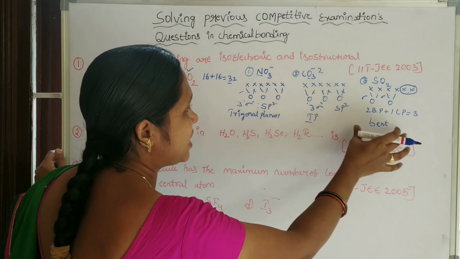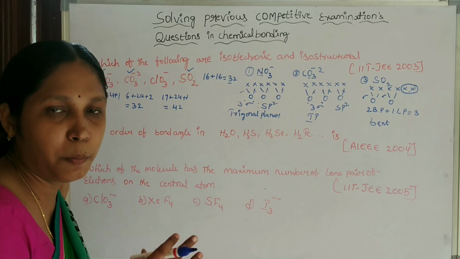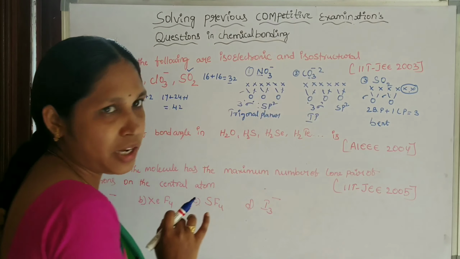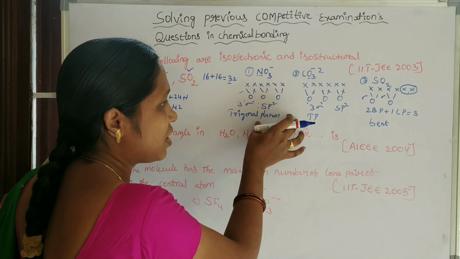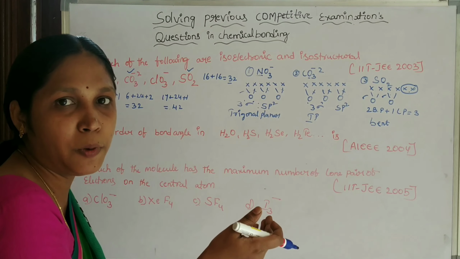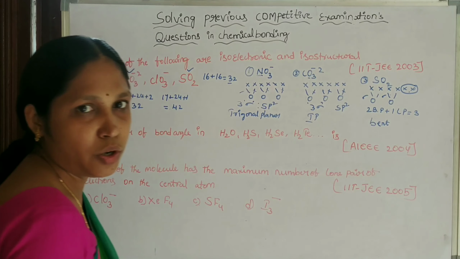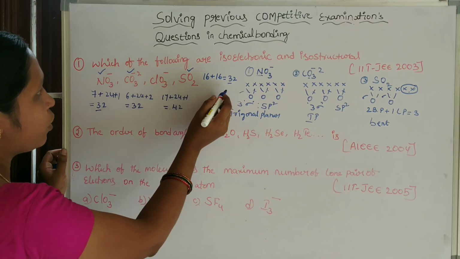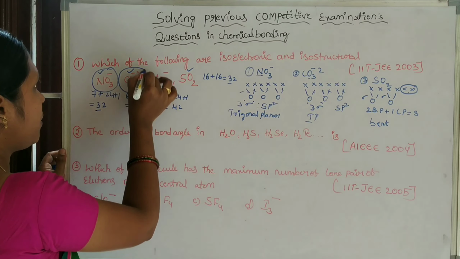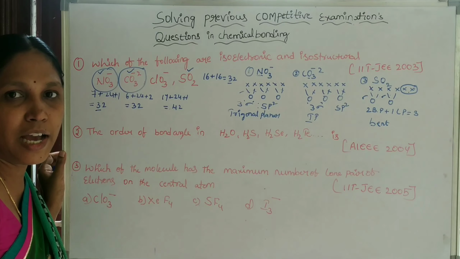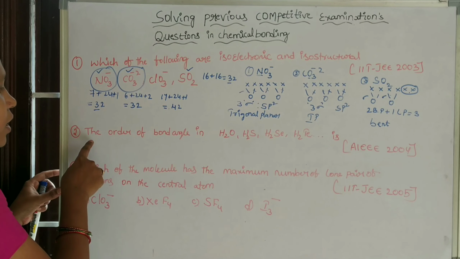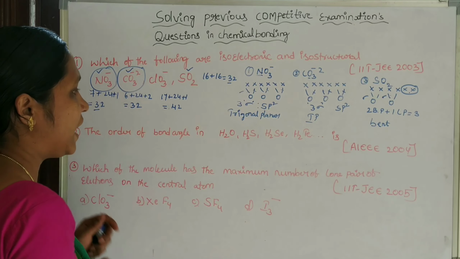In all the 3 cases the geometry is trigonal planar. In NO3 minus and CO3 2- in both the cases the shape is also trigonal planar. But in SO2 the geometry is trigonal planar and the shape is bent. So among these molecules, only 2, that is NO3 minus and CO3 2-, are isoelectronic and isostructural.